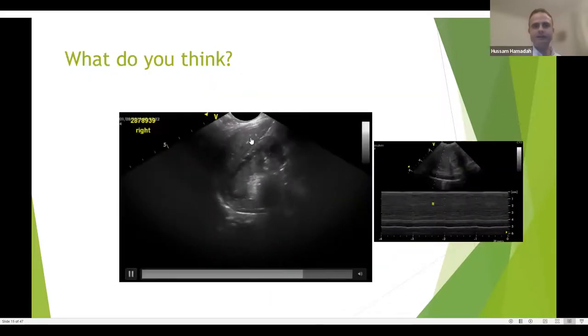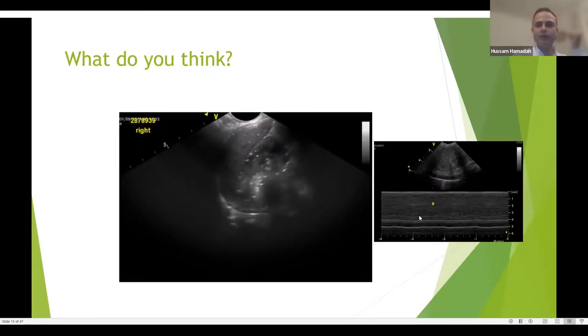While here, see, this is the left, this is the spleen, this is the stomach bubble, this is the diaphragm here. So this is the head of the patient here, this is the legs of the patient. It's very clear the diaphragm is not moving when you put the M-mode. It's very clear the diaphragm is flat.